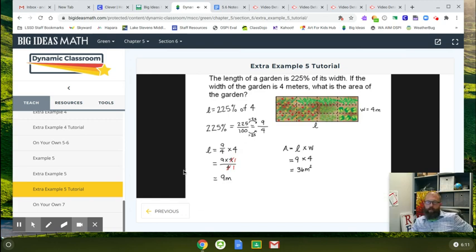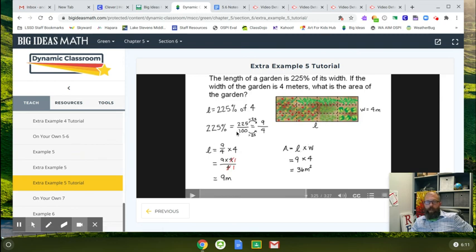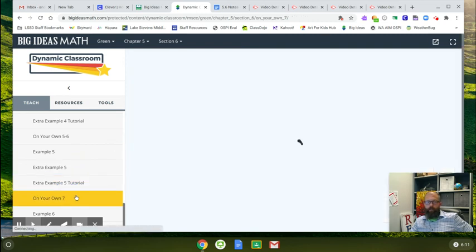There you have it. She did a good job explaining that. So step 1, first we need to find 225% of 4, turn it into a fraction, reduce it, then multiply. Okay? And then find the area. So lots of layers to these.